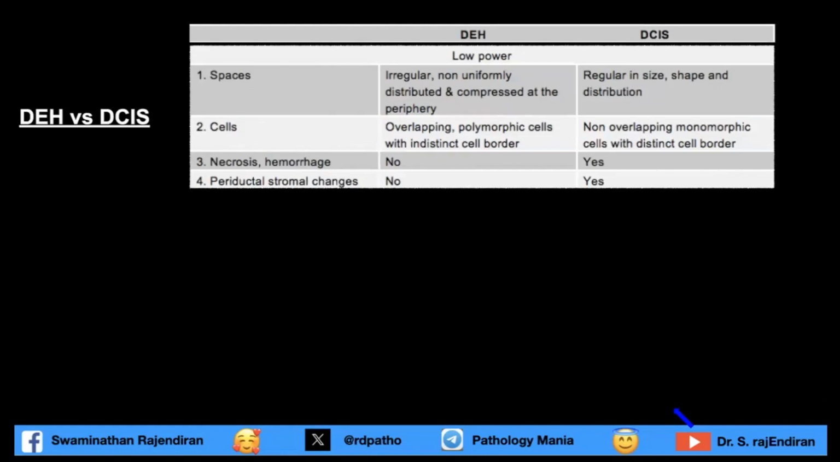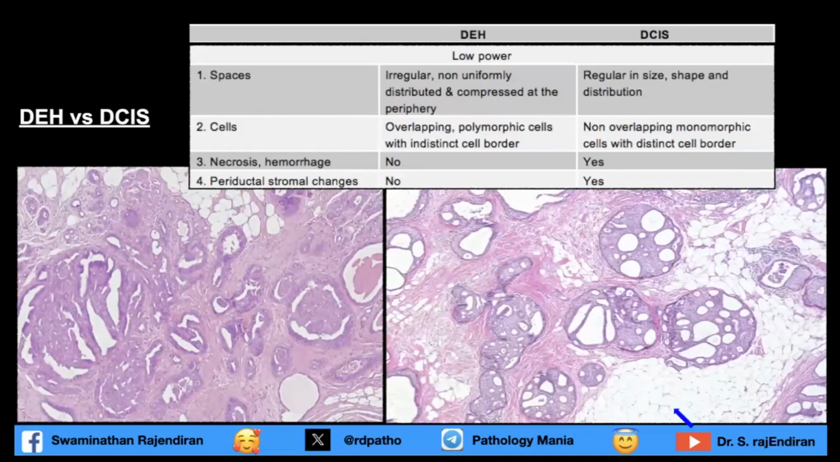So how will you differentiate ductal epithelial hyperplasia? In the low power, in ductal epithelial hyperplasia, the spaces will be irregular in size, shape, and distribution. Whereas here, the spaces in cribriform carcinoma will be regular and uniform in size, shape, distribution. And more importantly, the cells will be overlapping in hyperplasia, whereas in DCIS, they will be moving away from each other. This is a very, very important thing you have to remember.